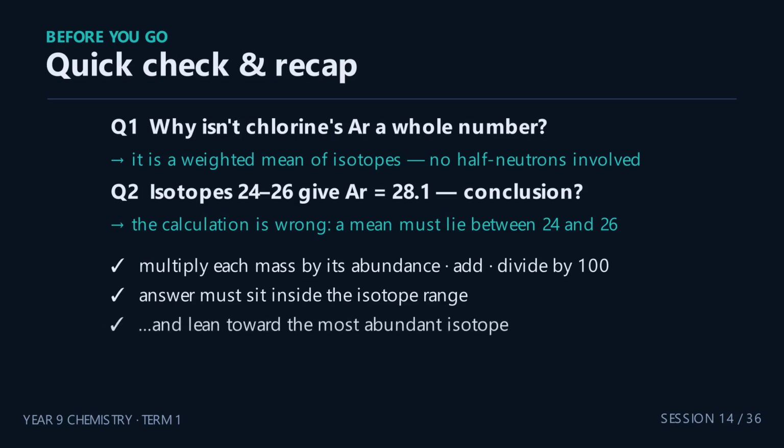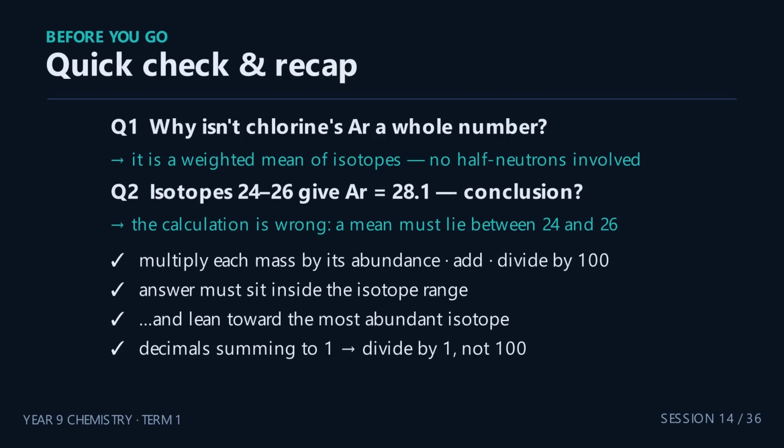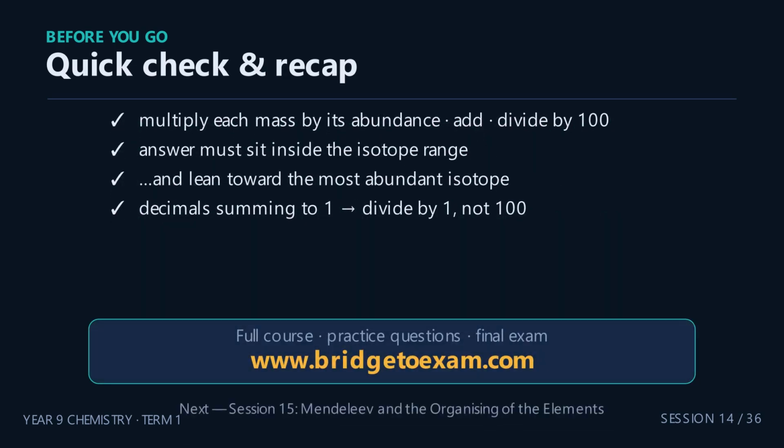Your recap. Multiply each mass by its abundance, add, divide by 100. Check the range, check the lean, check your division. Next session, the man who organized the elements, Mendeleev.